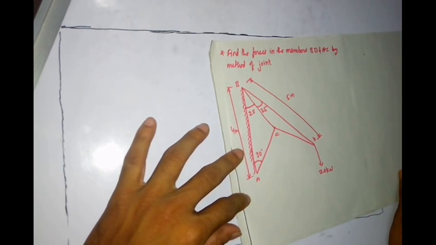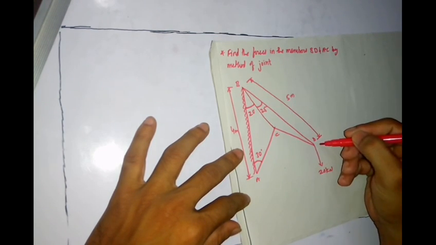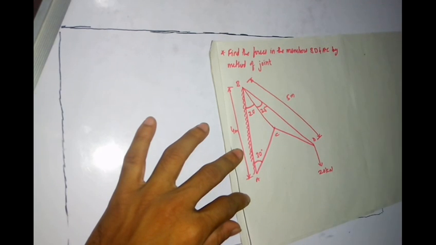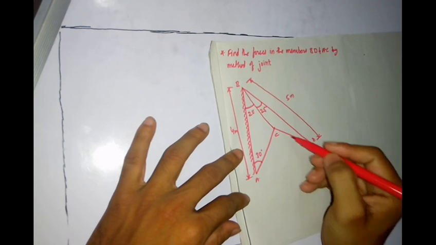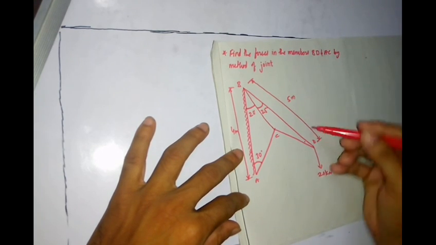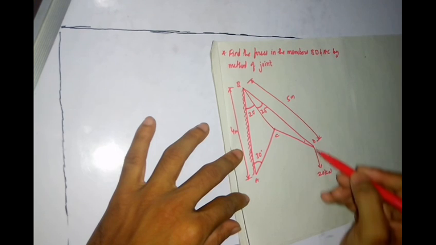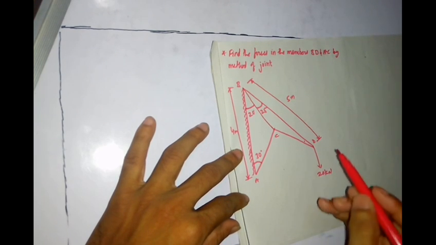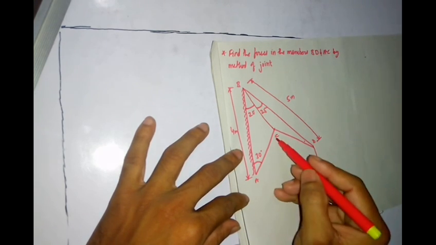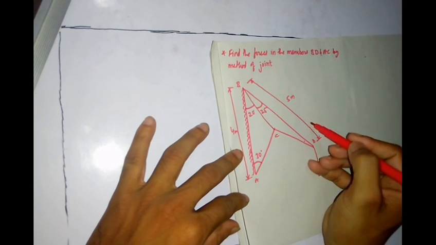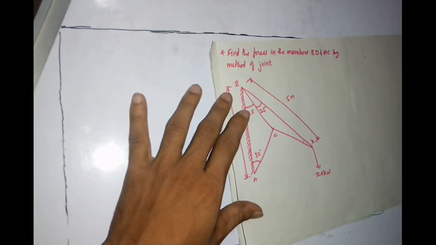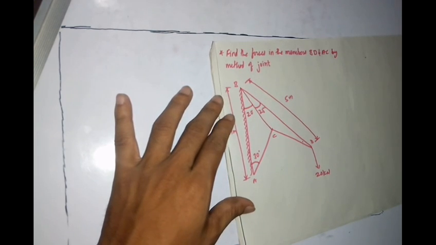So this is the given problem. We have to find the forces in the members BD and AC. To find the forces in those members, first I have to find the angle made by these members, that is the member BD with respect to either horizontal or vertical, and the angle made by this DC with respect to horizontal or vertical. So that can be done like this.